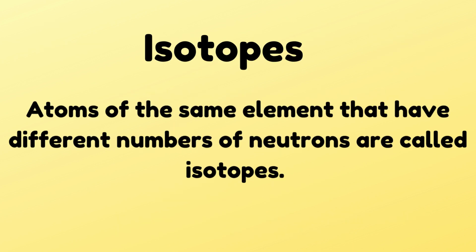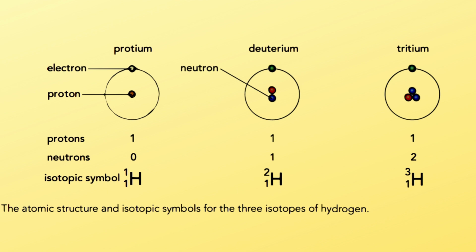The next topic is isotopes. Atoms of the same element that have different number of neutrons are called isotopes. So this statement is very important. They are atoms of the same element, but they have different neutrons. That's called isotope. So here an example is shown. You can see these are the isotopes of hydrogen, protium, deuterium and tritium.